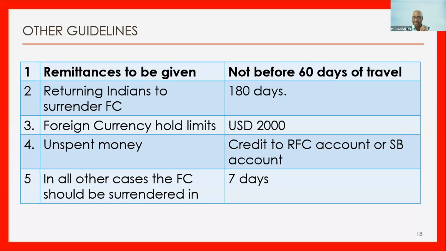Let's suppose an NRI is coming to India. He brought some currency with him. He should surrender it to the bank within 7 days. If a person has gone abroad and is coming back, meaning 2,50,000 he has taken, he did not spend it, 2 lakhs he brought. He has time up to 180 days to give it back to the bank. Then he can hold foreign currency in physical notes up to US $2,000.